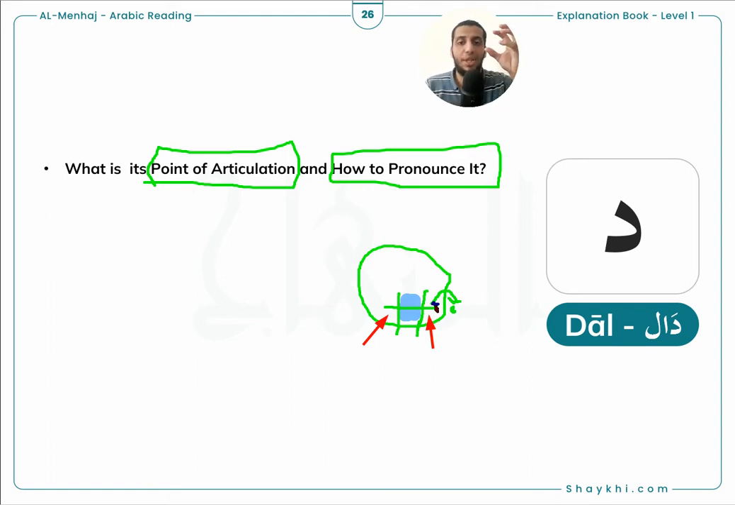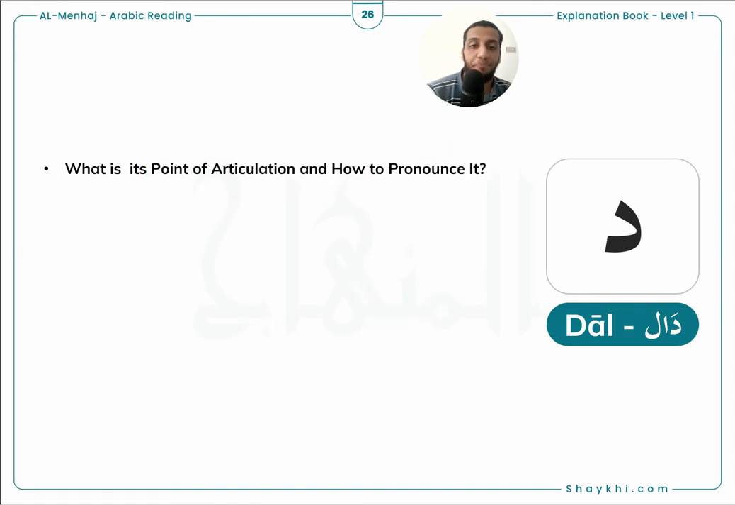So this is the point of articulation of letter Dal, which is the tongue, and this is how to pronounce it. We make the top part of the tip of the tongue touch the gums of our 2 front incisors. This is the answer to the first question.